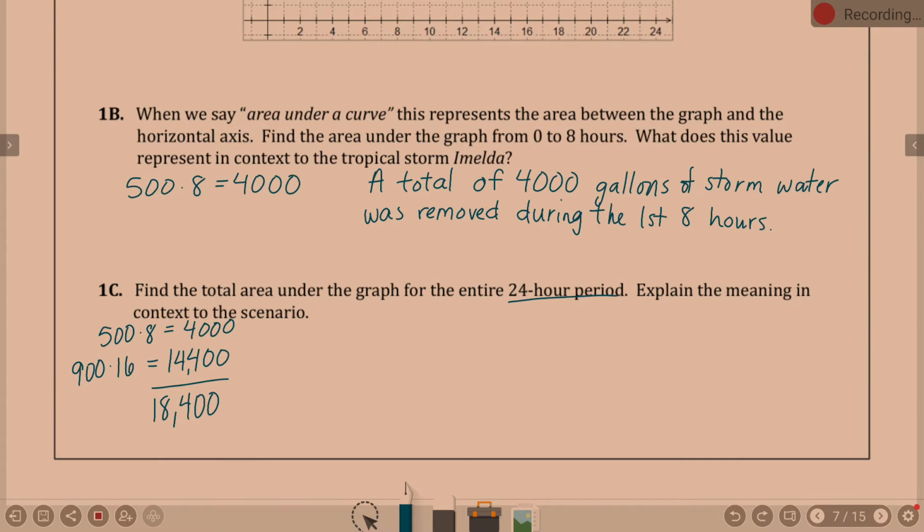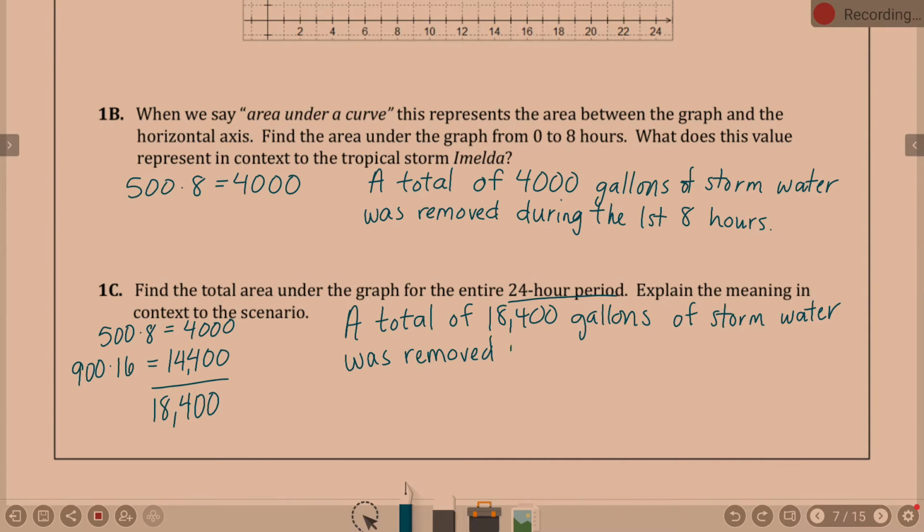What does that mean? How much total water was pumped in the 24 hours? Okay. In 24 hours, there was a total of 18,400 gallons of water pumped using the 2 pumps, right? Okay, so put something in words there so you have it. Total of 18,400 gallons of stormwater was removed in 24 hours. And I'm going to say using the 2 pumps.